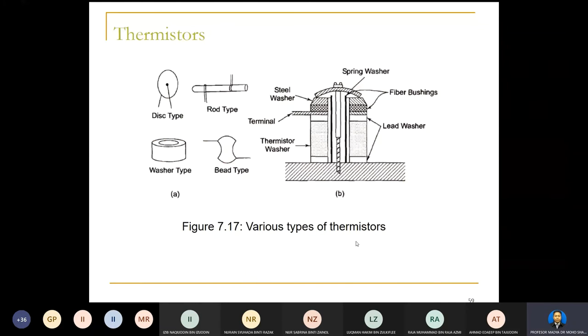Okay, so this is some examples of the thermistor. You can see the types of thermistor. Some of the thermistors use this type, some use the rod type, and some use the washer type and also the bead type. Inside this is the construction of the thermistor, for example. Very small. So they have the steel washer, spring, vibre bushing and lead washer and so on. So this will be inside the thermistor. The type depends on the application. Some applications use this type, and some use the rod type, washer type and so on.